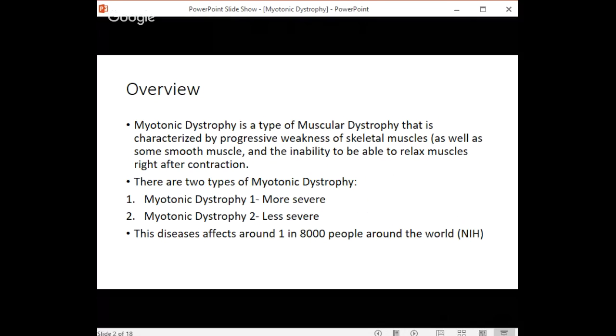So when we're considering myotonic dystrophy, there's two types. There's myotonic dystrophy 1, which is the more severe case. There's also myotonic dystrophy 2, and that's the less severe case. And I'll be going into these a little bit later in the presentation, definitely more in depth. And this disease usually affects around 1 in 8,000 people around the world. So if you think about the entire population, this does affect quite a bit of people in every nation.